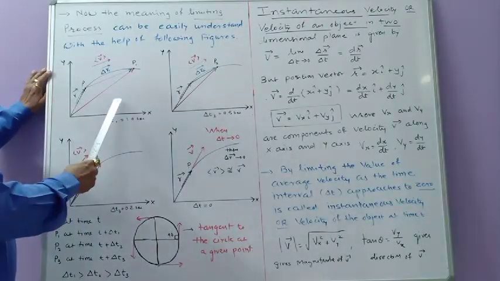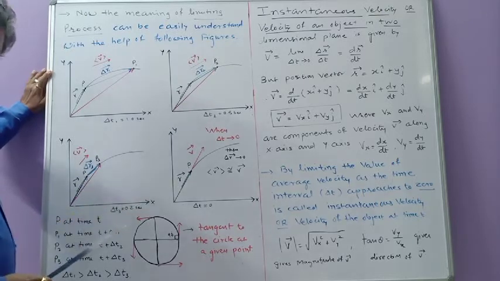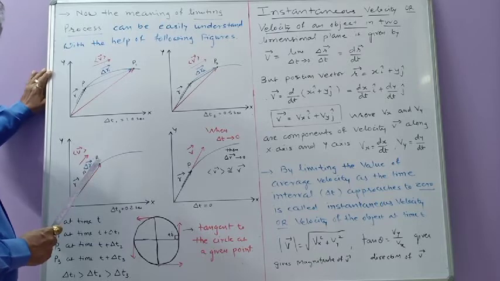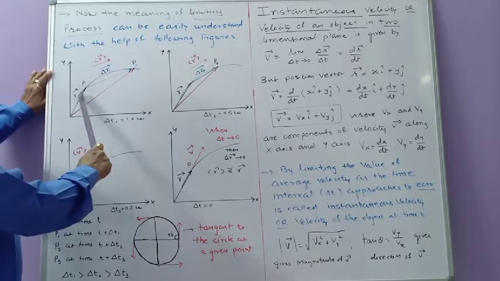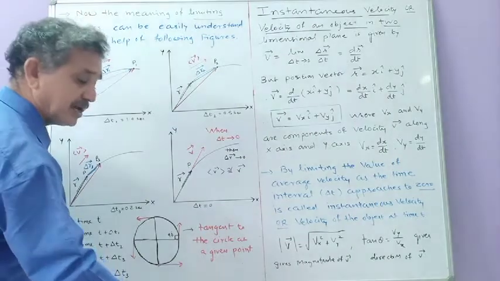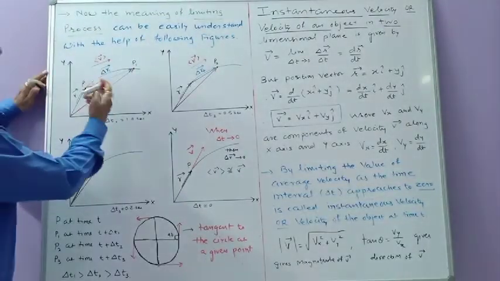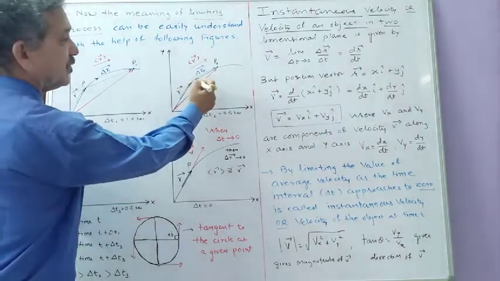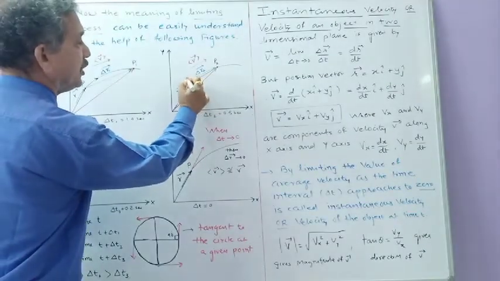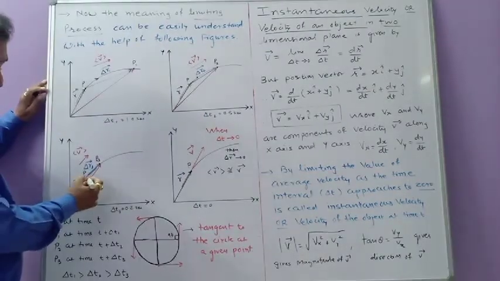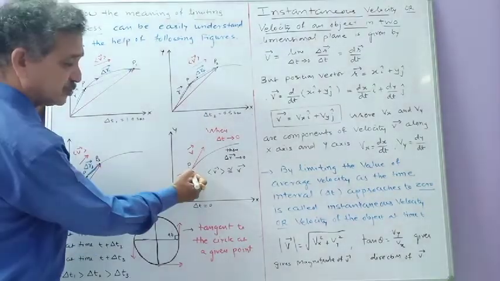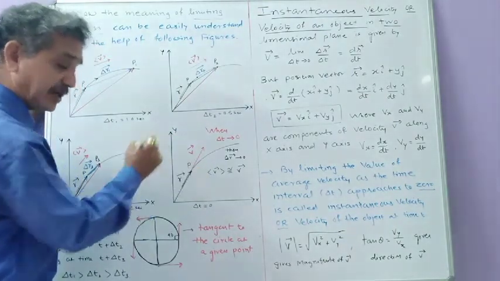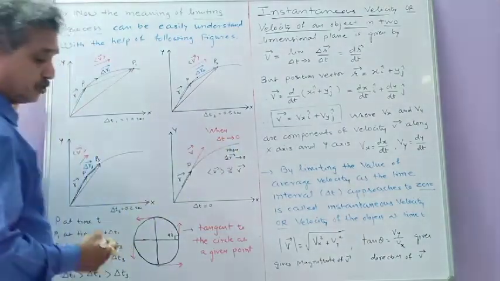Here there are four figures, figure 1, 2, 3 and 4. In these four figures, I am showing the position of a particle at different times. I consider this a curved path along which the particle is moving in the xy plane. Here the particle is moving from P to P1. Here the particle is moving from P to P2. Here the particle is moving from P to P3. Here the particle does not move from P to any other position but remains at the same, because here delta t tends to 0. So let us see.